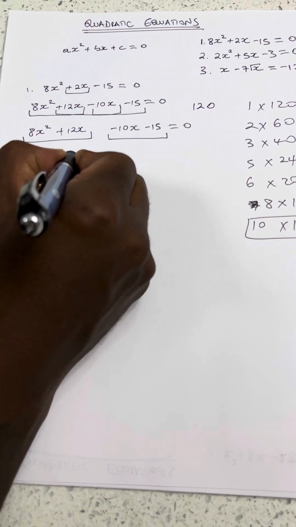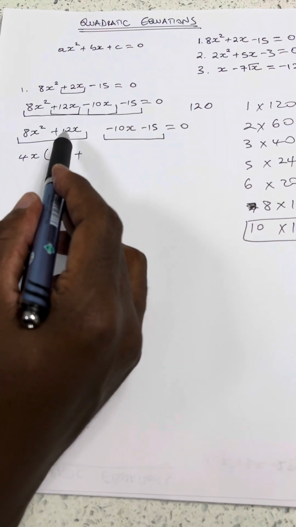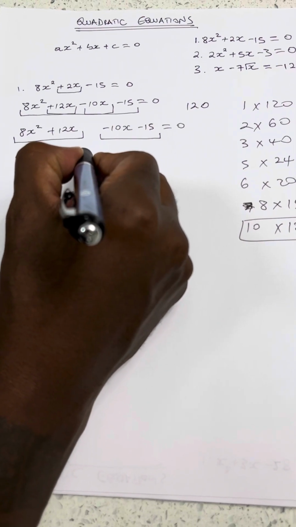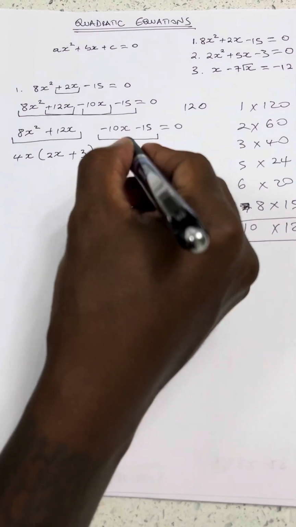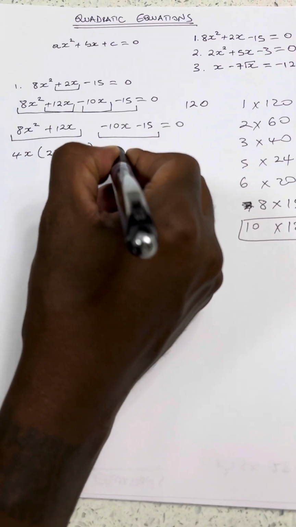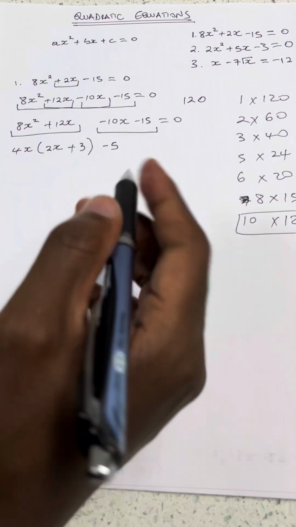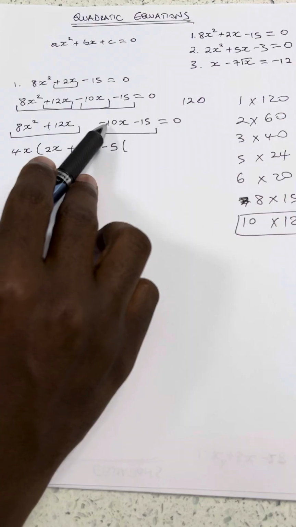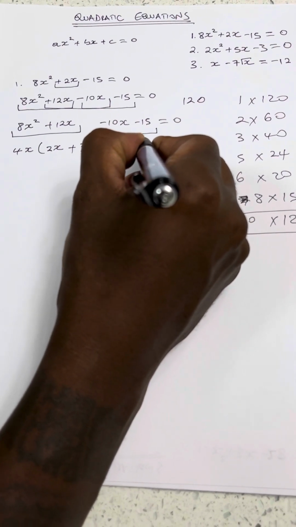you are left with 2x plus, this plus is coming back, 12x divided by 4x, you will be left with 12 divided by 4 is 3. That is our common factor. The common factor on these two is negative 5, because this one can be divided by negative 5. This can also be divided by negative 5. When you take out negative 5 from this, negative 10x divided by negative 5, you are left with 2x.